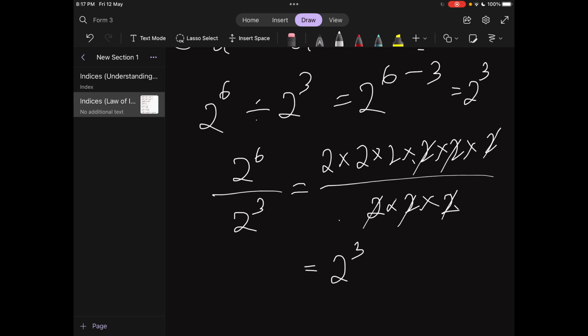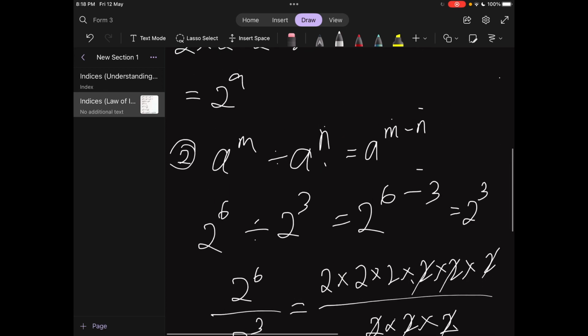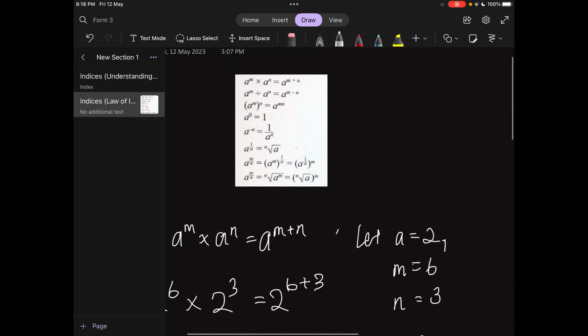If you can visualize times in the form of just adding the number of times it is multiplied together into a sum, that's the multiplication law. And then for divide, just remember it in the fraction form. Once you start to make sense of it, it will become more natural to you. Right, that's the first two laws, the multiplication law and the division law.